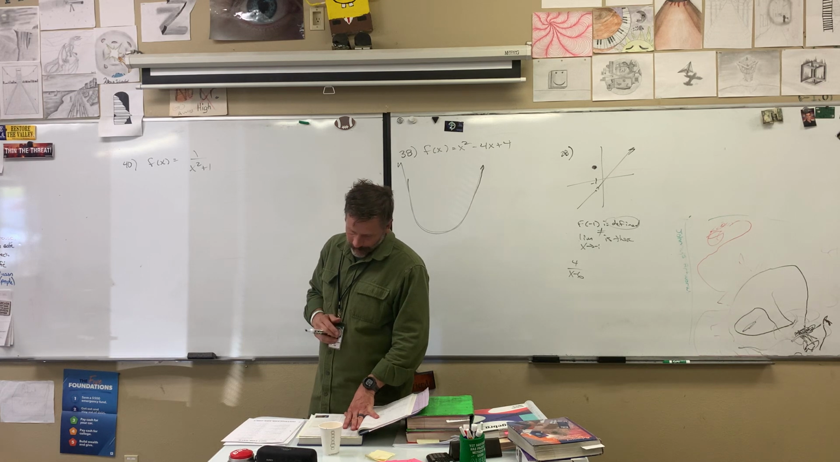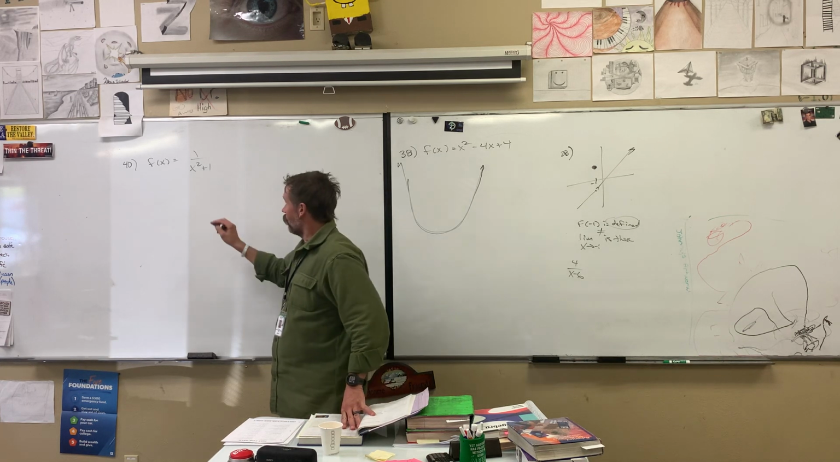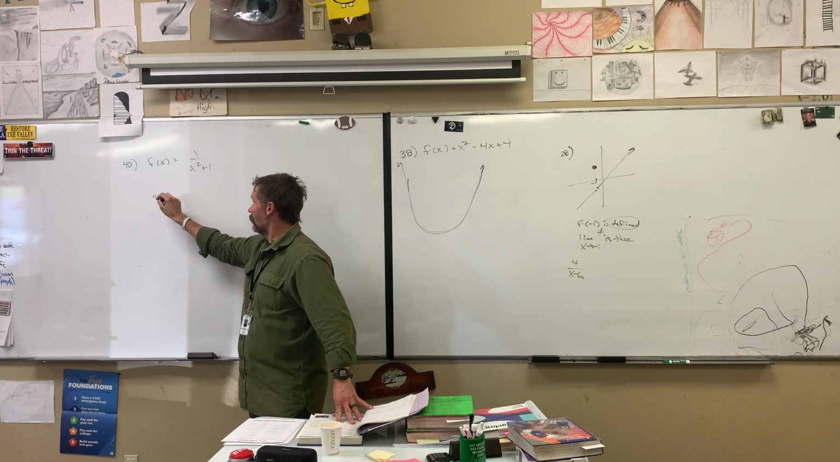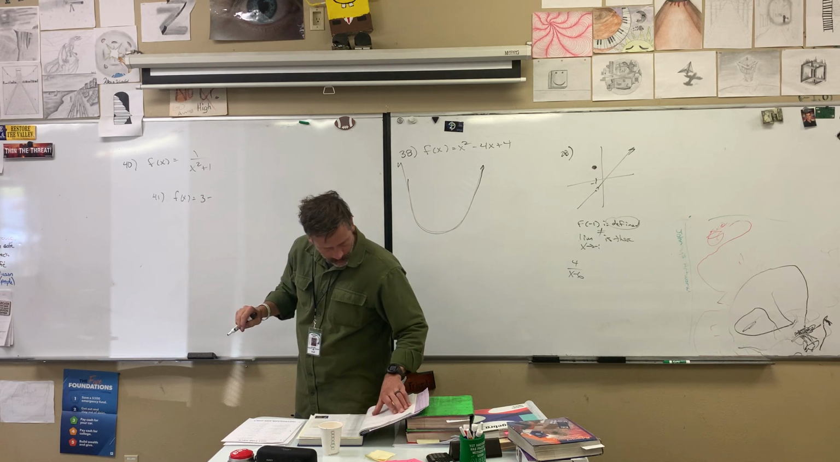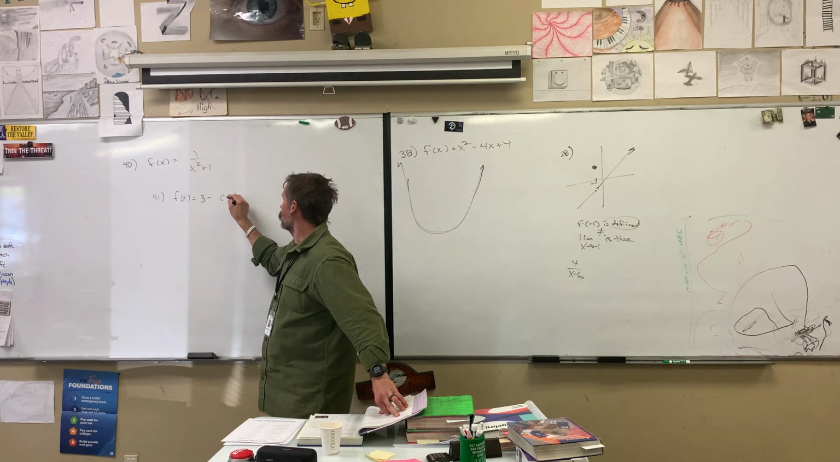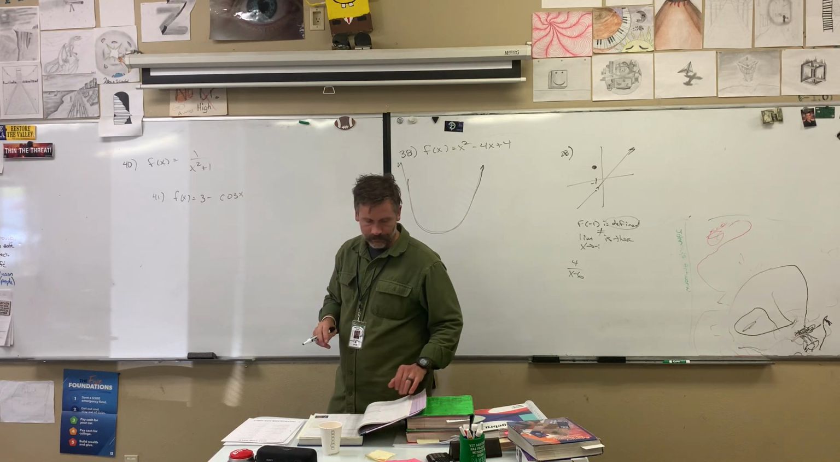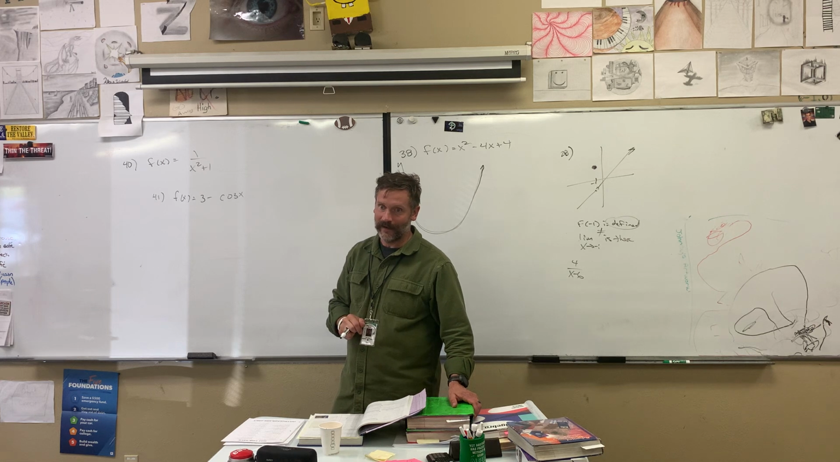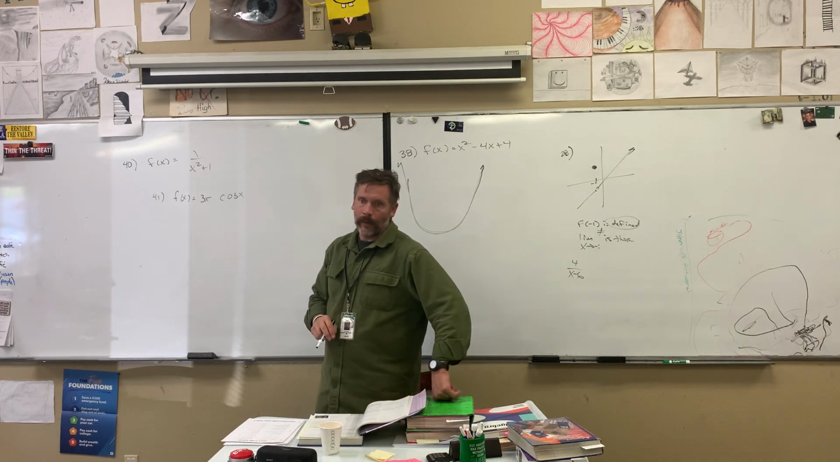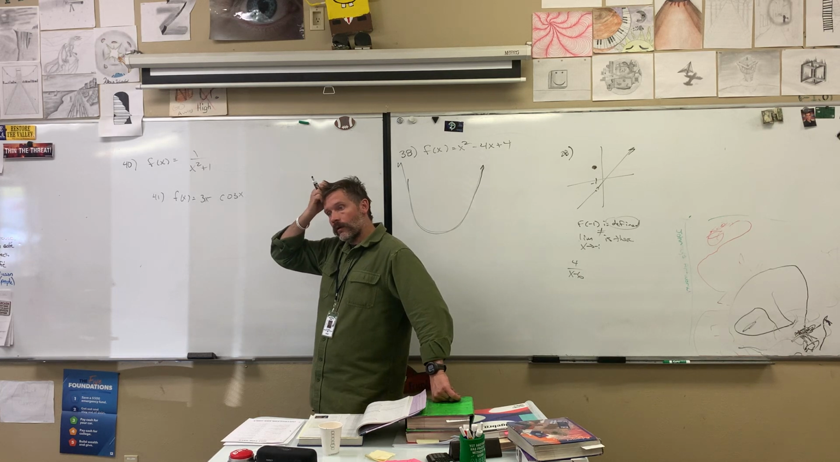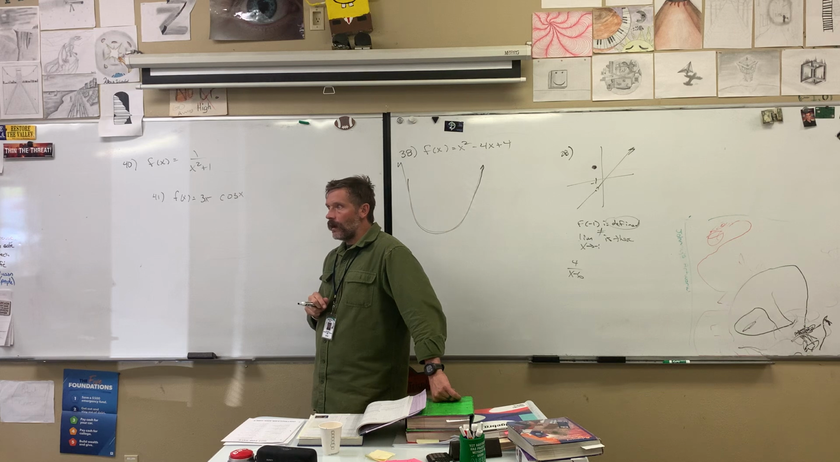What about 41? 41 is 3x minus cosine x. Now remember, sine and cosine have no undefined points. Tangent, secant, cosecant, and cotangent all do.